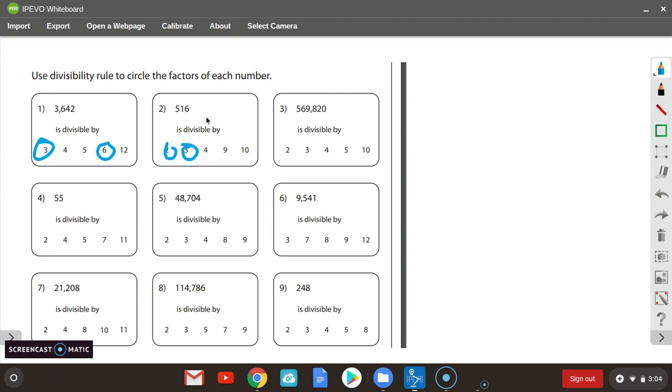And then I look here at my 4. The last 2 digits is 16, so it's divisible by 4. If you recall, when I added the sum of my digits, I got 5 plus 1, which is 6, plus 6 is 12. 12 is not a multiple of 9, so it's not divisible by 9. And it doesn't end in 0, so it's not divisible by 10.